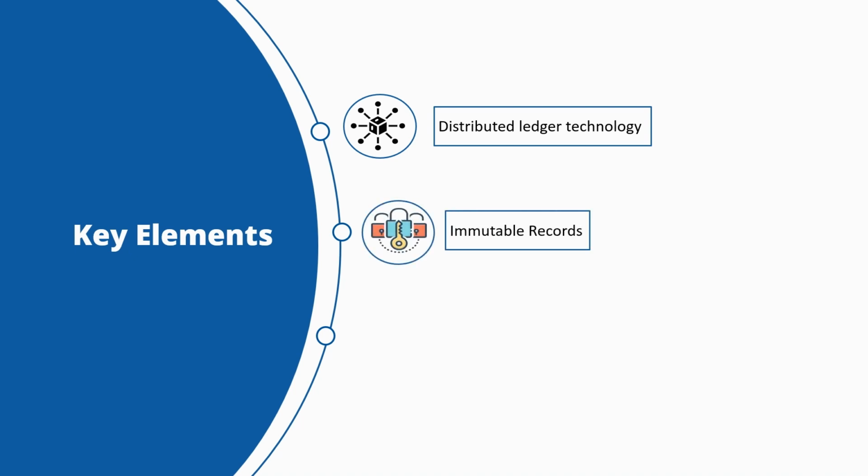Immutable records. Once a transaction is recorded in the shared ledger, it cannot be altered or tampered with by any participant. In the event of an error, a new transaction must be added to correct the mistake, ensuring that both the original and the corrective transactions remain visible and auditable.